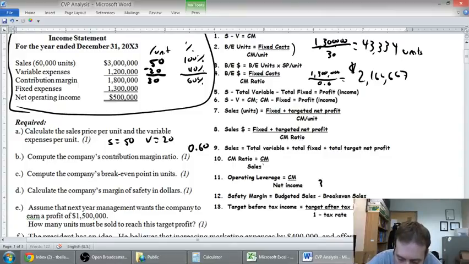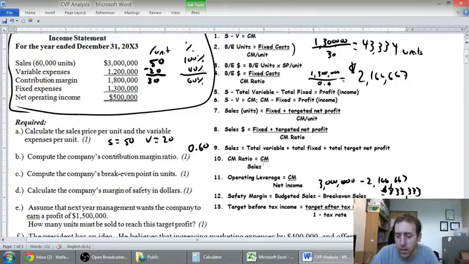Well, let's see. 3 million minus, oops, need 3 more zeros, minus 2,166,667 gives us 833,333.